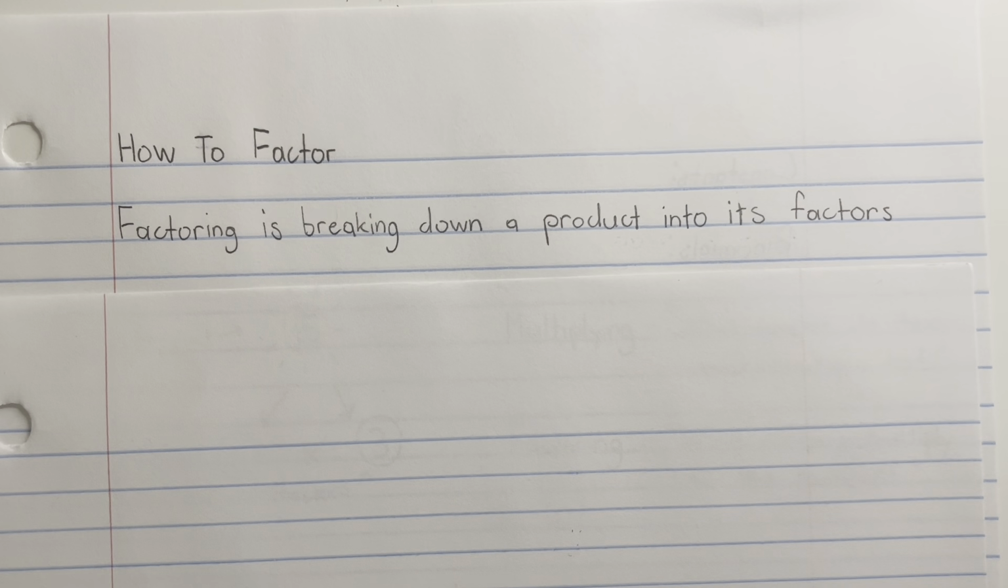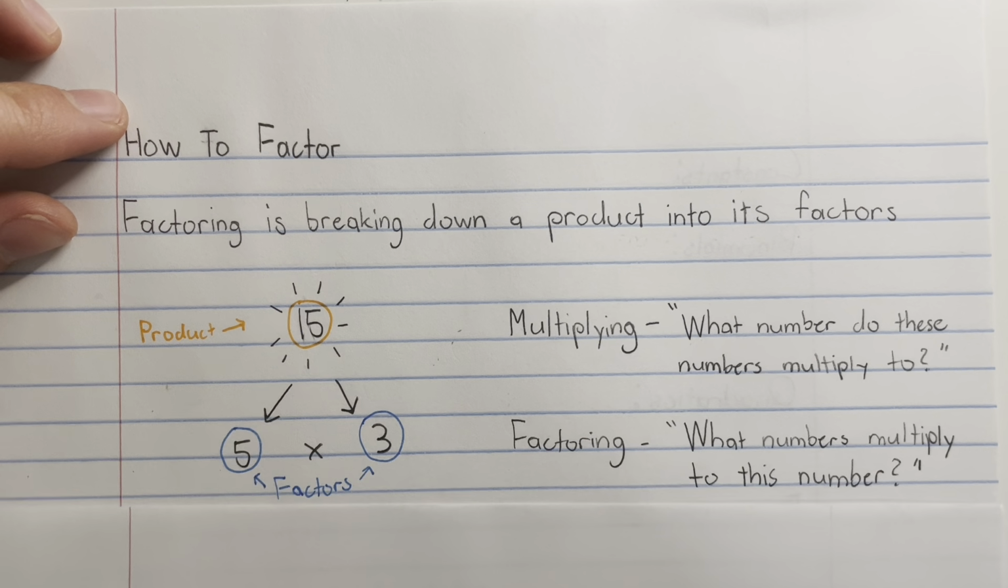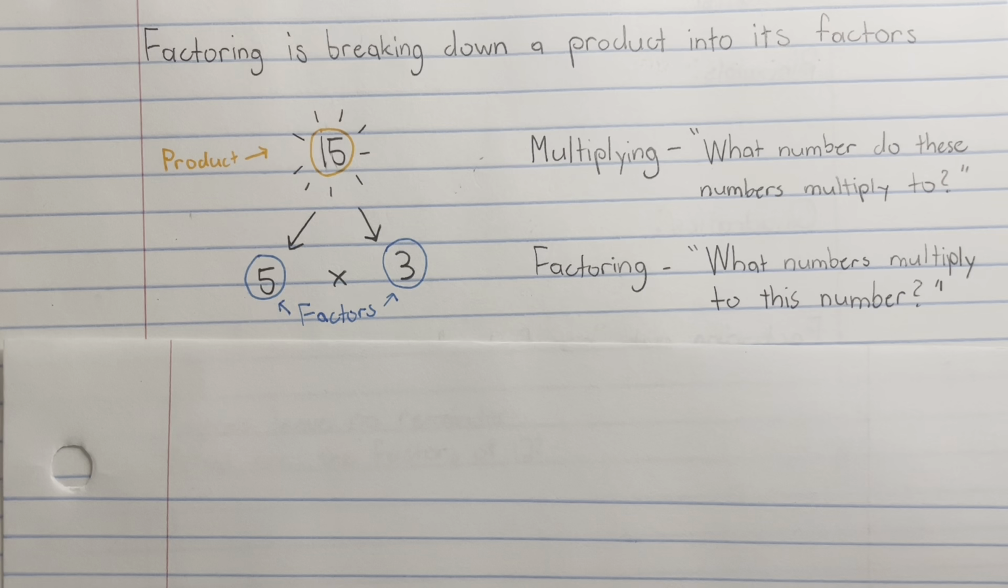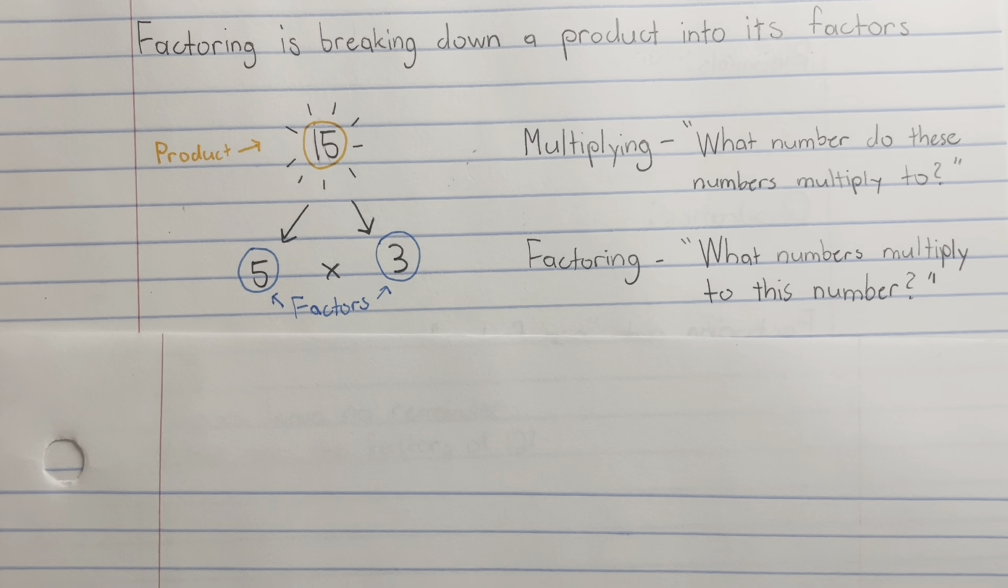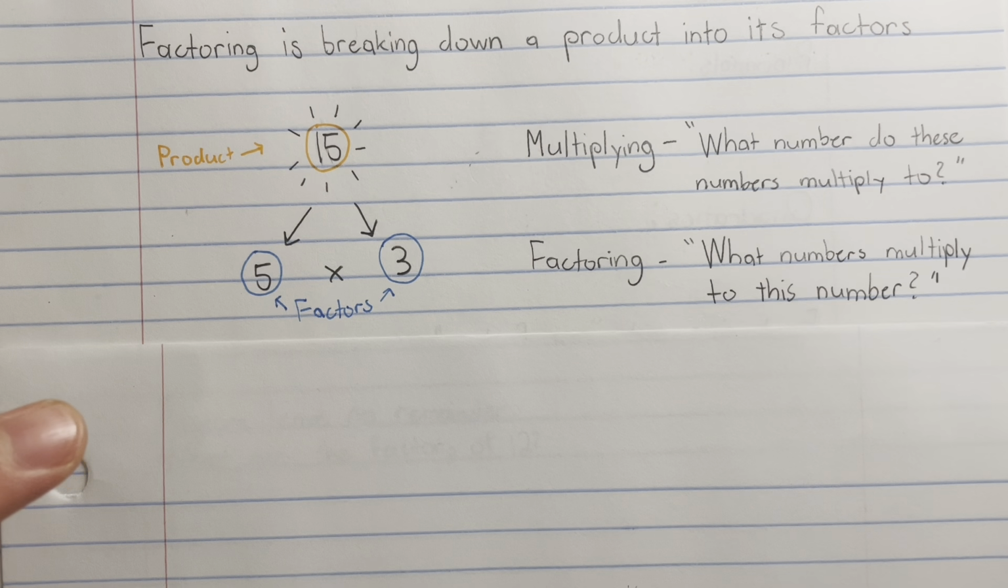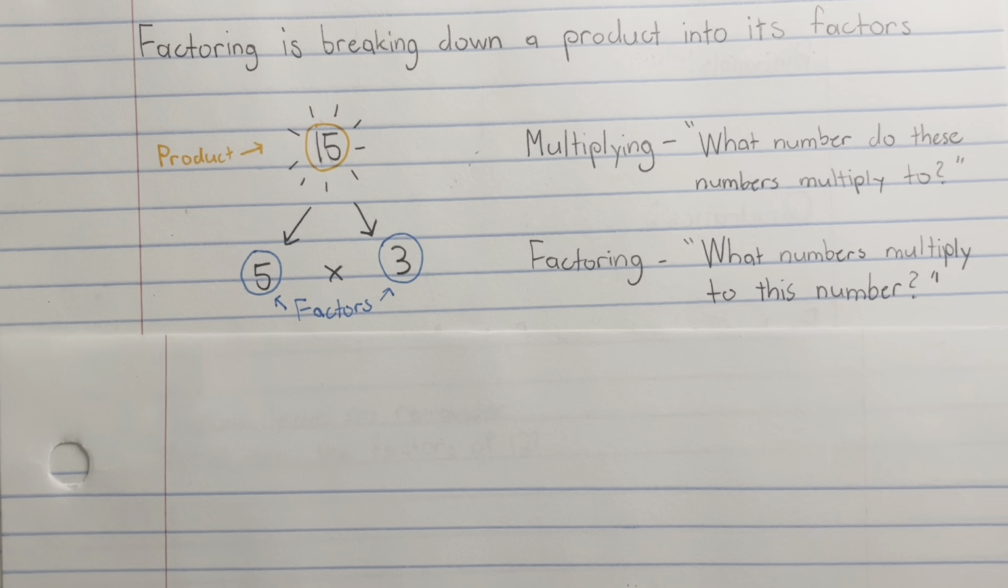So what is factoring? Factoring is breaking down a product into its factors. Now, to understand this definition, you have to understand what products and factors are. A product is simply just a number. It's an expression that's been simplified down to its simplest form. Now 15 is as simple as it can be, whereas factors are numbers that multiply together to make that product.